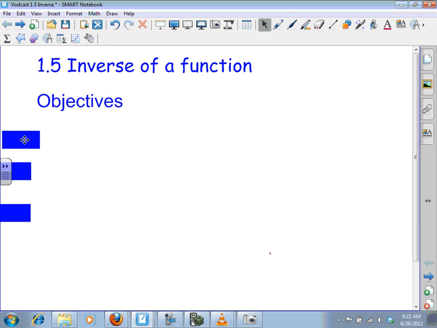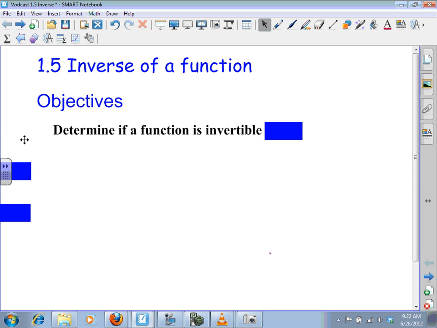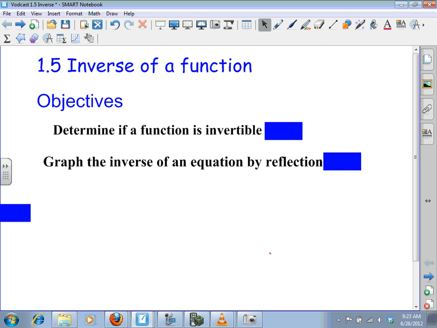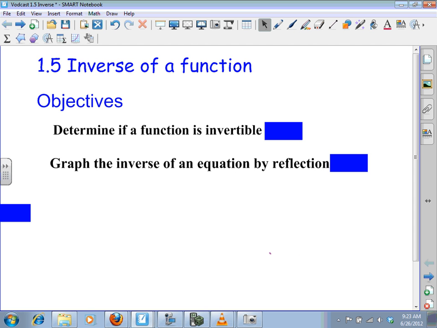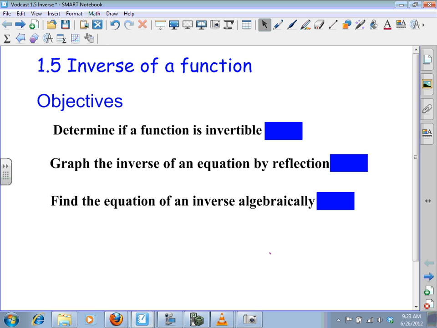Here are some objectives that we're going to look at in this podcast. Determine if a function is invertible, and I'll explain in just a second what invertible means. And we want to look at inverses graphically. How can we determine if two functions are inverses of each other by looking at their graphs, or how can we produce the graph of the inverse from the graph of a function? That's pretty easy to do. And lastly, being able to find the equation of an inverse algebraically. So if we have the algebraic form of a function, how can we produce the algebraic form of its inverse?